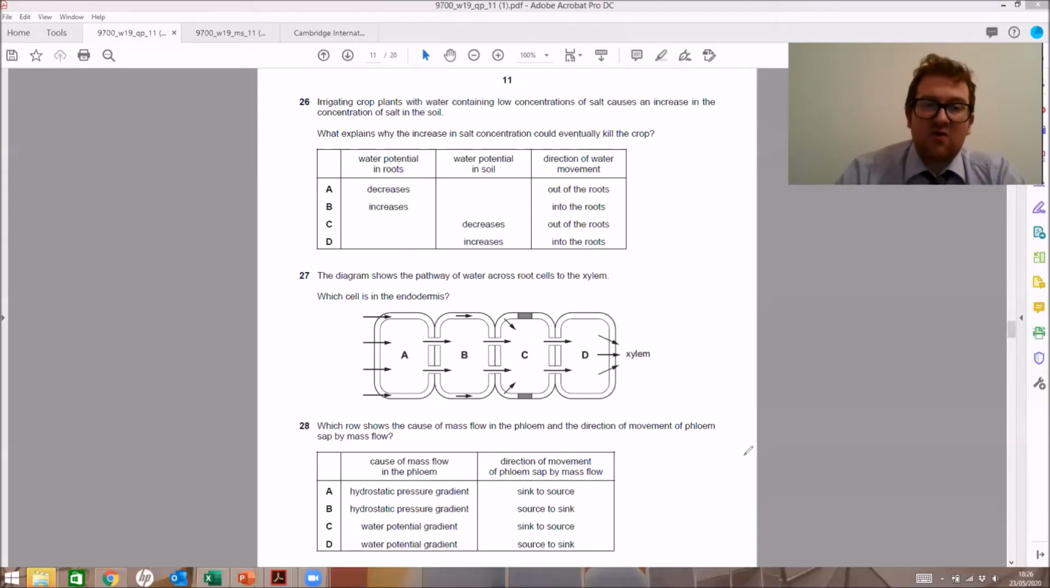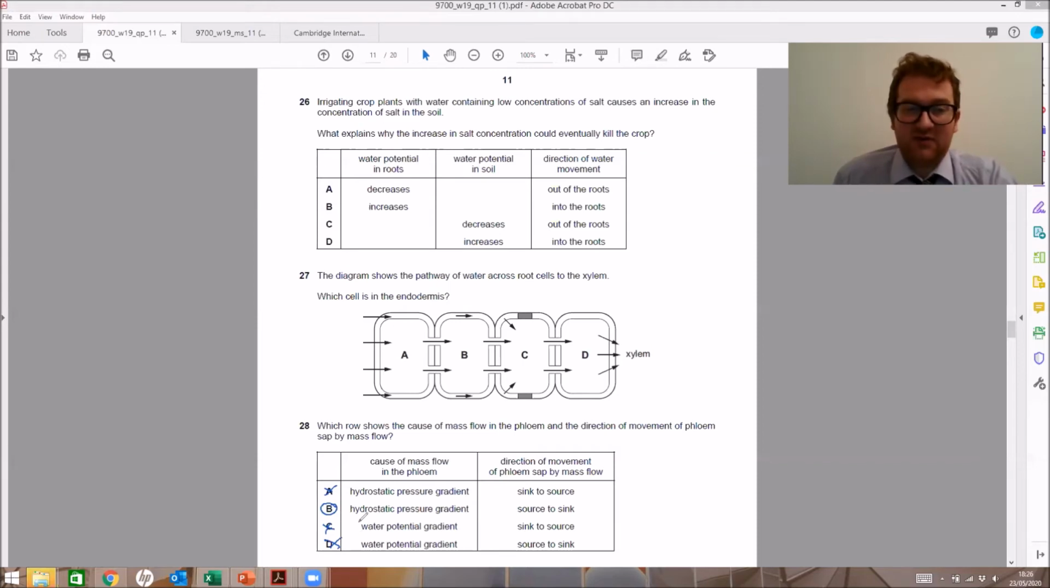Question 28. Which row shows the cause of mass flow in the phloem and the direction of the movement in the phloem set by mass flow? Well, the movement in the phloem is due to hydrostatic pressure, so we can eliminate options C and D straight off. Generally, when you have an increase in hydrostatic pressure, there's movement of substances from source to sink, which gives us option B as the correct answer. This pressure is created by the active loading of substances. That active loading would occur near the source, and the unloading will take place near the sink.